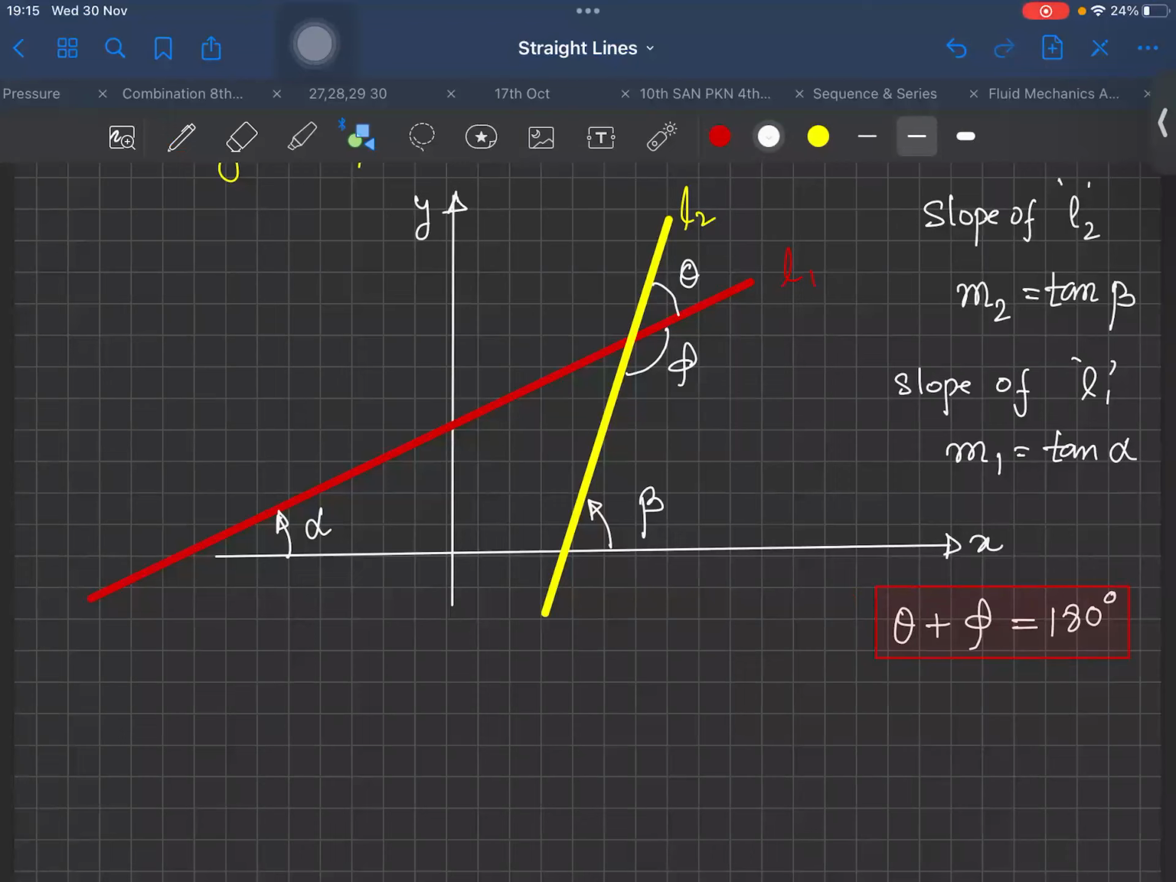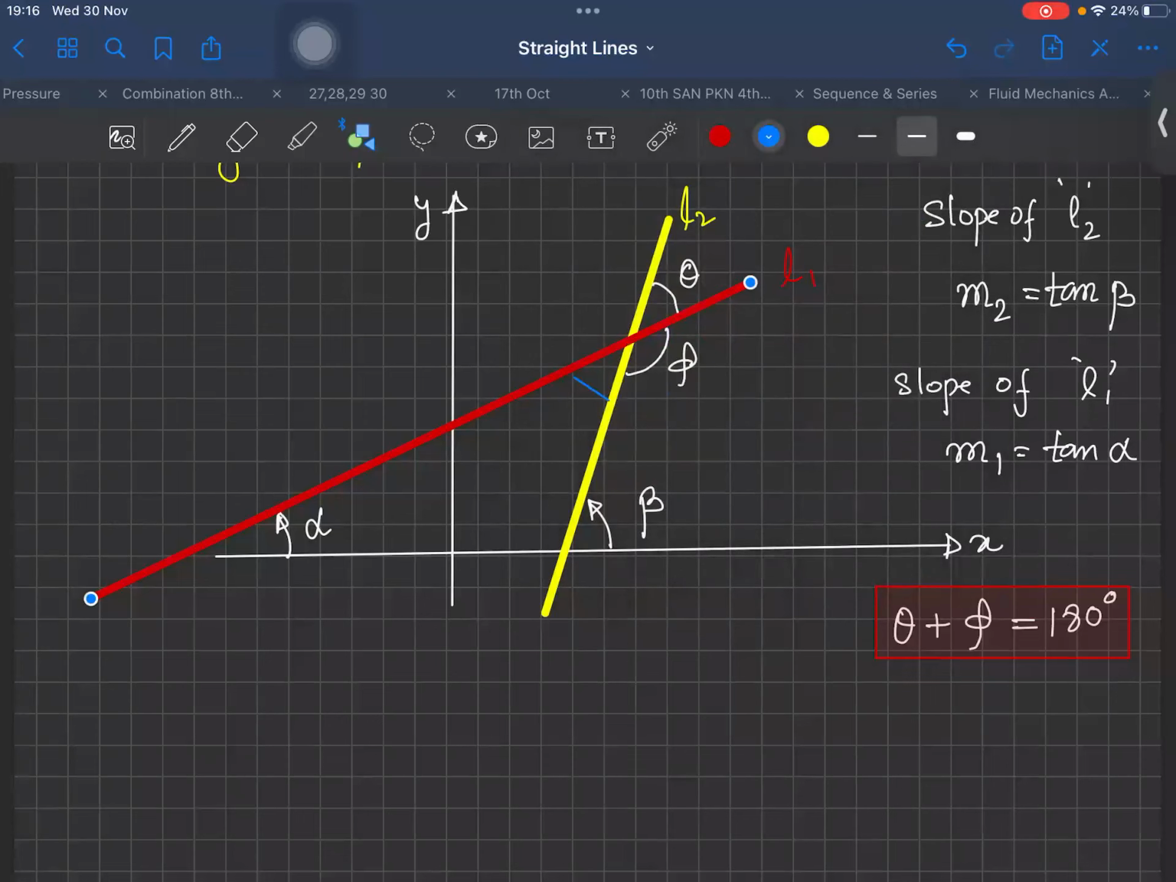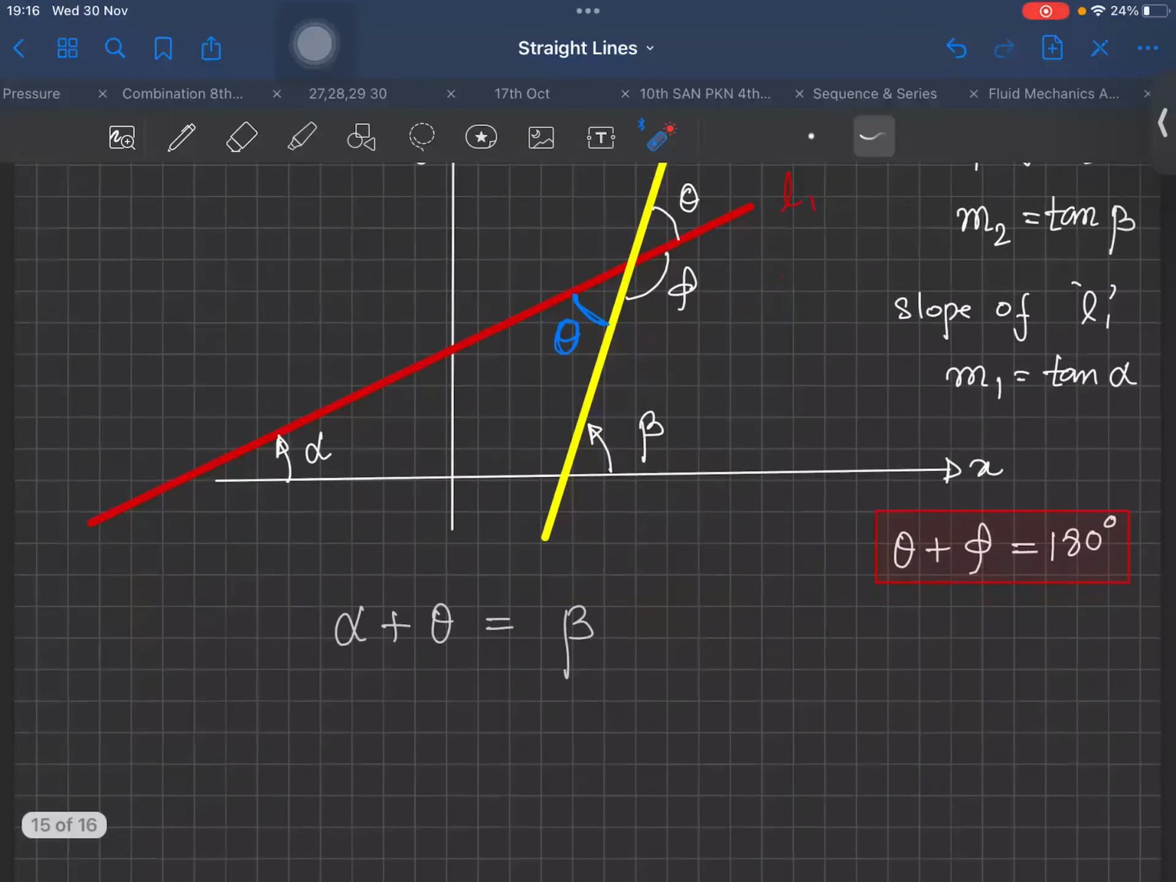What else do we know? Now you see this angle. What is this angle? Can we write alpha plus theta is equal to beta? See, from a triangle, beta is the exterior angle, right? External angle. Now, do you want me to prove this? Yes or no? I can go for the proof. I'll just give you a short proof here.